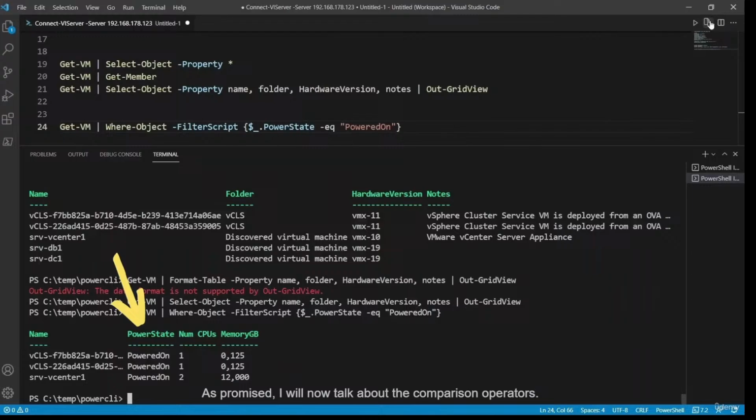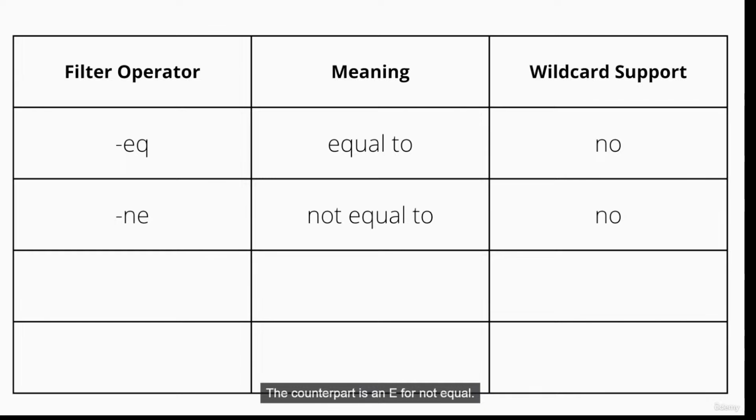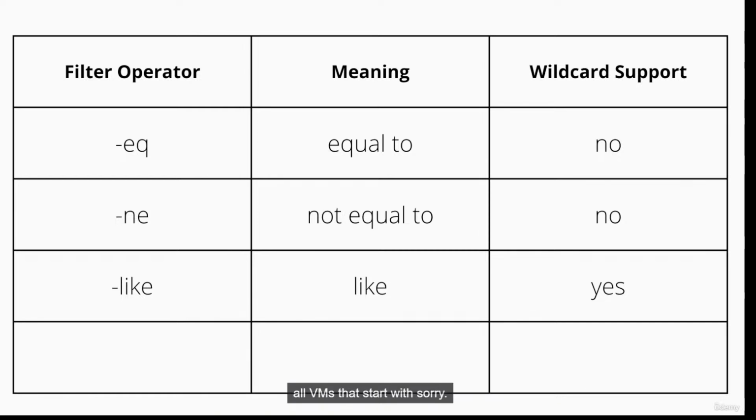As promised, I will now talk about the comparison operators. Most of them are abbreviated. Let's start with -eq for equal. With -eq, we can check if two objects are equal. The counterpart is -ne for not equal. -like is used when we want to compare two strings. The difference to equal is that it supports wildcards, so we could use it, for example, to query all VMs that start with sre.